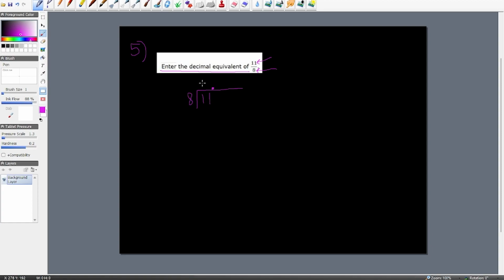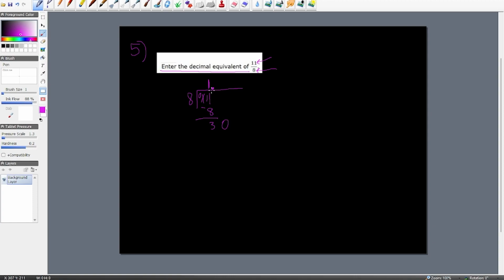8 does not go into 1, so we're going to move to the next digit. 8 goes into 11 one time. 1 times 8 is 8. 1 minus 8, we're going to need to borrow. It becomes a 0. This becomes 11. 11 minus 8 is 3. 8 does not go into 3, so of course we bring down a 0.